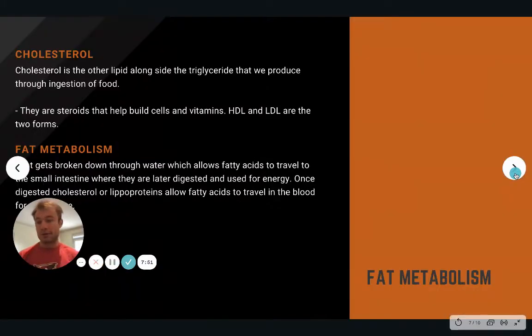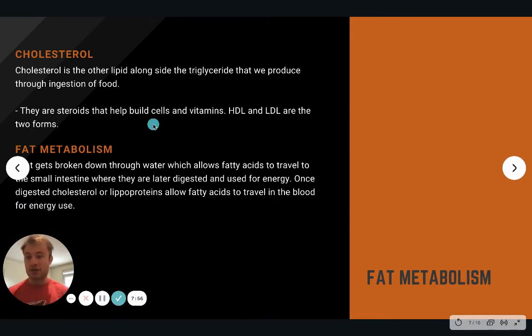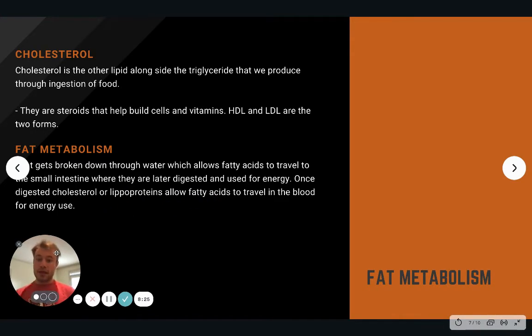And so when we are ingesting fats, fat metabolism, like I said, cholesterol and triglycerides are going to be primarily the lipids that we have in our body. These are important. Cholesterol is important because they're steroids and they help build cells and vitamins. And the lipoproteins are going to be the transporters of fat into your bloodstream for it later to get stored for energy. Okay, so kind of what I'm talking about here. Your lipoproteins, your HDL and your LDL, are going to be used to transport fatty acids for energy for later use.